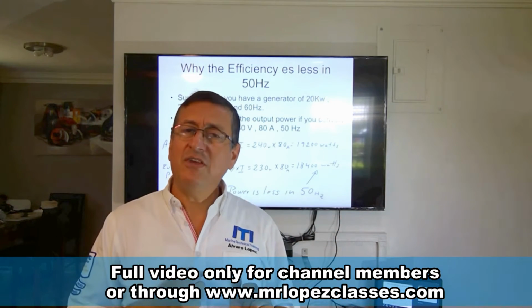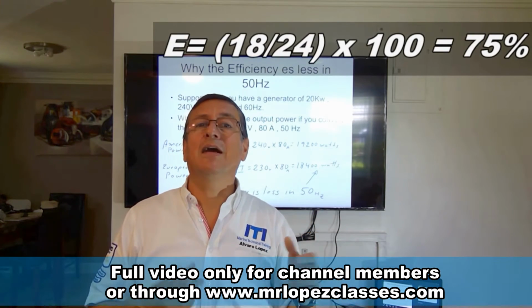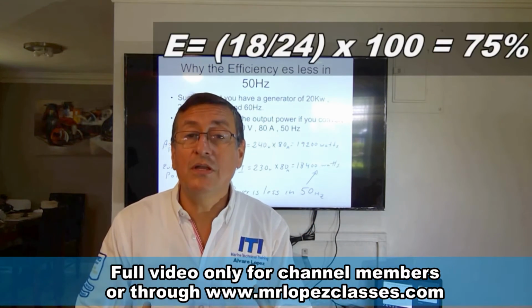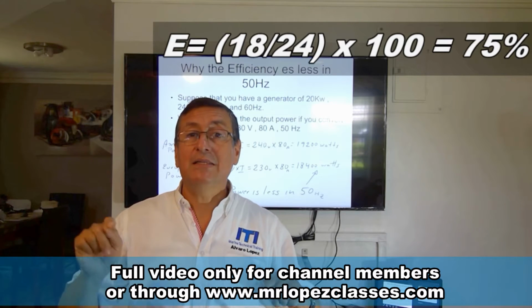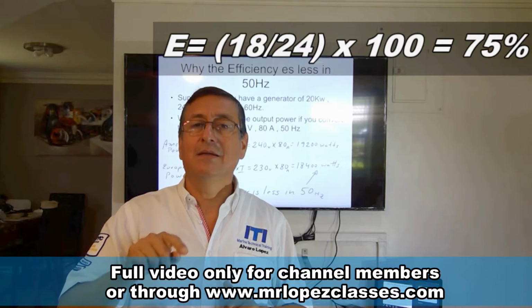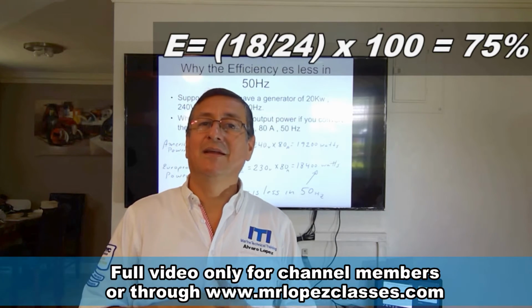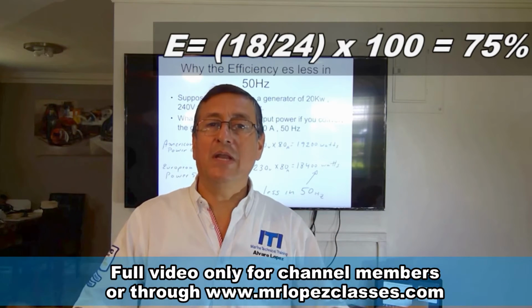Okay, what is the efficiency in terms of fuel consumption of my car? It is the real situation divided by the theoretical times 100. The real is 18 divided by the theoretical 24 times 100. This is the formula to calculate the efficiency.